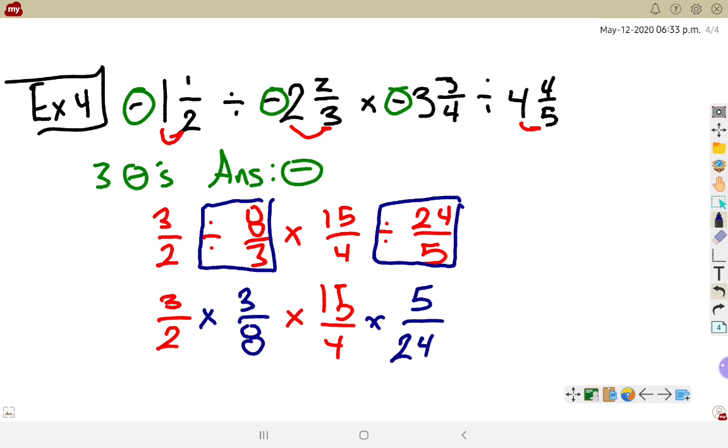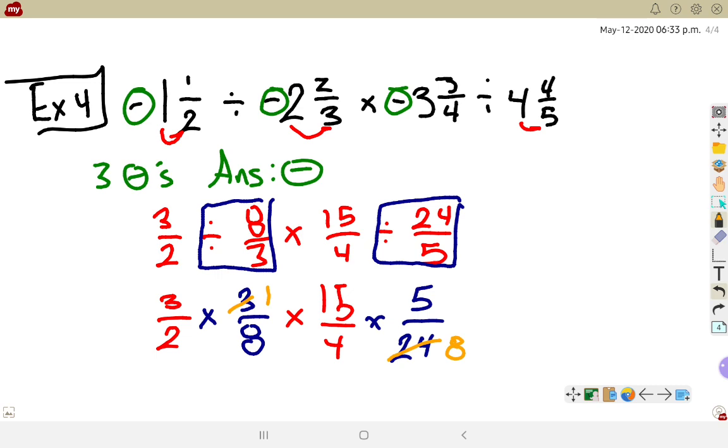Okay, let's see what we can do for cross-reducing. So remember, when you're doing your cross-reducing, you really can go anything in a numerator by anything in another denominator. And with this one, I think the only thing that I see, this 3 and the 24. 3 divided by 3 is 1, and 24 divided by 3 gives me 8. I think that's all I've got.